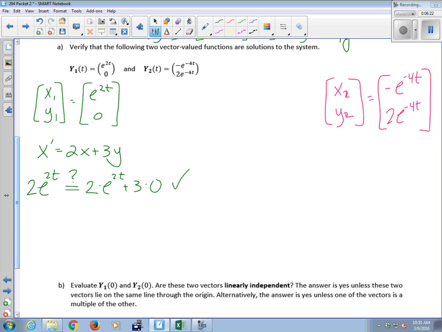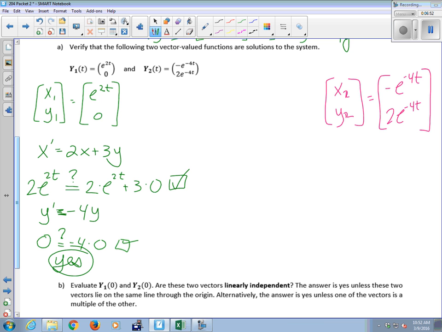So put a check there. All right, and then my y prime equation, y prime equals negative 4y. So if y is 0, what is y prime? 0. So does 0 equal negative 4 times 0? Yes. Okay, so this is a solution. It satisfies both of my differential equations. So this one is a yes.